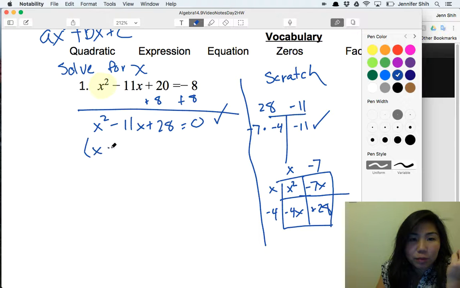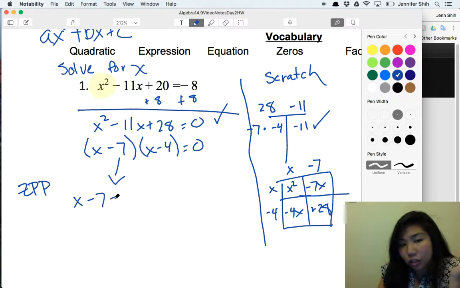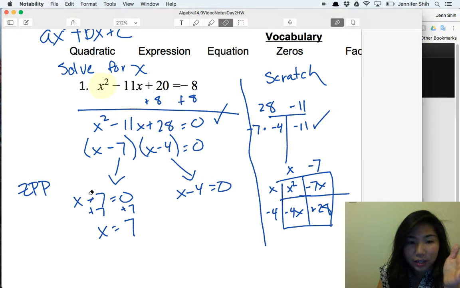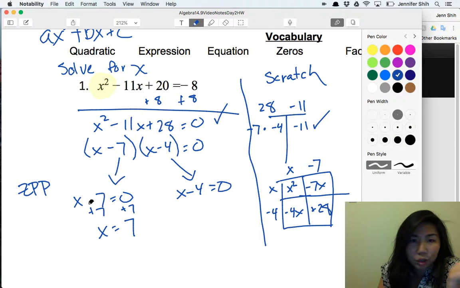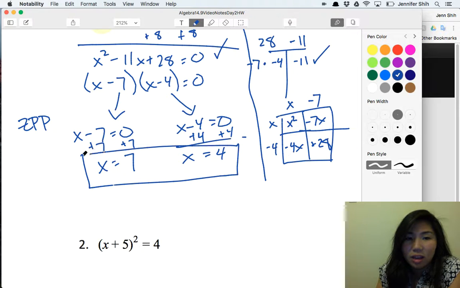So I have x minus 7 and x minus 4 is equal to 0. Now I'm going to use zero product property, split it up into two equations. Two equations, two answers. And most of the time it's going to be the opposite of whatever's written on the left-hand side, because you're using the additive inverse. Plus 4, x is equal to 4. So you have two answers, x is equal to 7 and x is equal to 4.